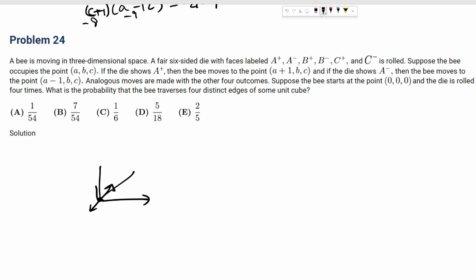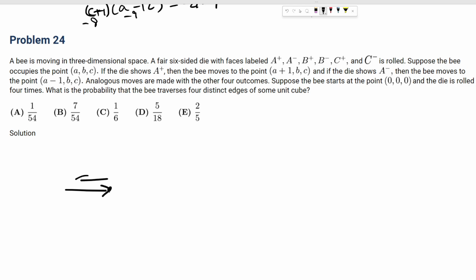There's 6 ways we can go: left, right, up, down, forward, backward. So at each step, we just randomly choose which way we go. So it doesn't really matter where we go on the first step, because all 6 directions are the same, symmetrically. So let's just say we go in this direction once.